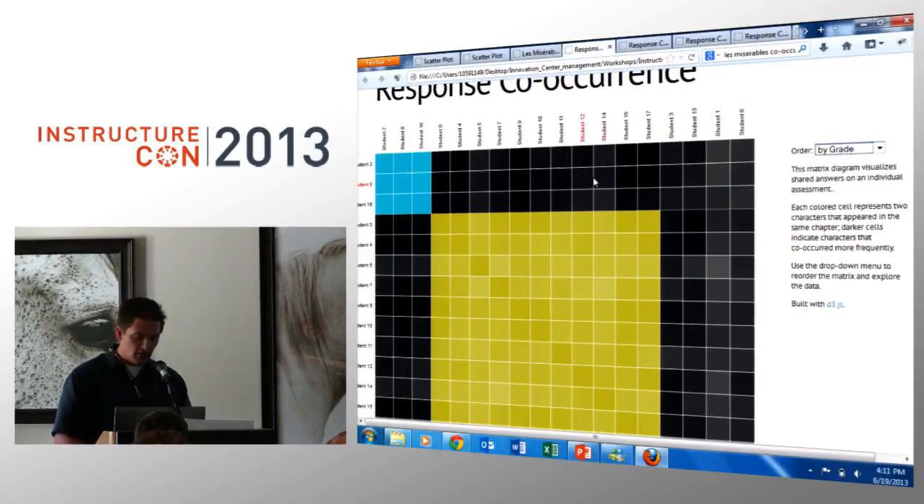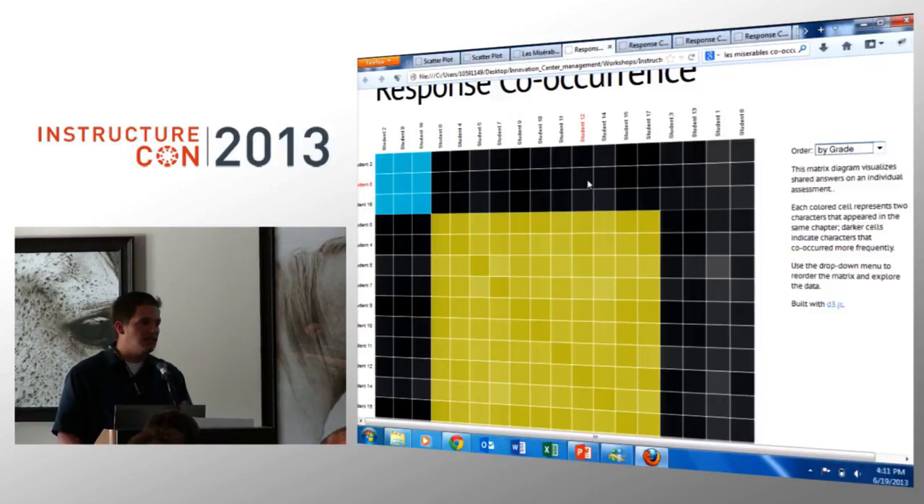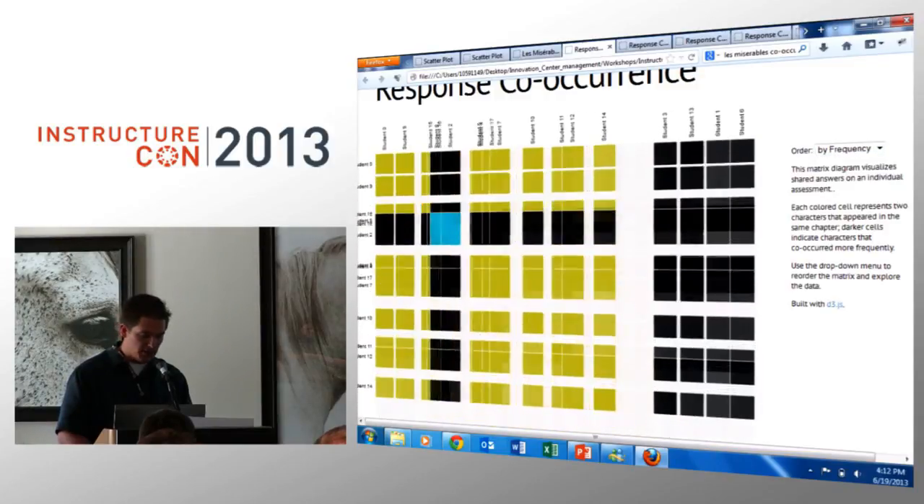You can see again that you have the intensity of the color indicating how often students have shared correct and incorrect answers. Now, in the first visualization, the color was indicated by a community detection algorithm. I still don't know what community detection algorithm was used. For this visualization, what I did is coded them by their final grade on the assessment, their score. And we can see here, I've got them sorted by grade, and now I can sort them by frequency.